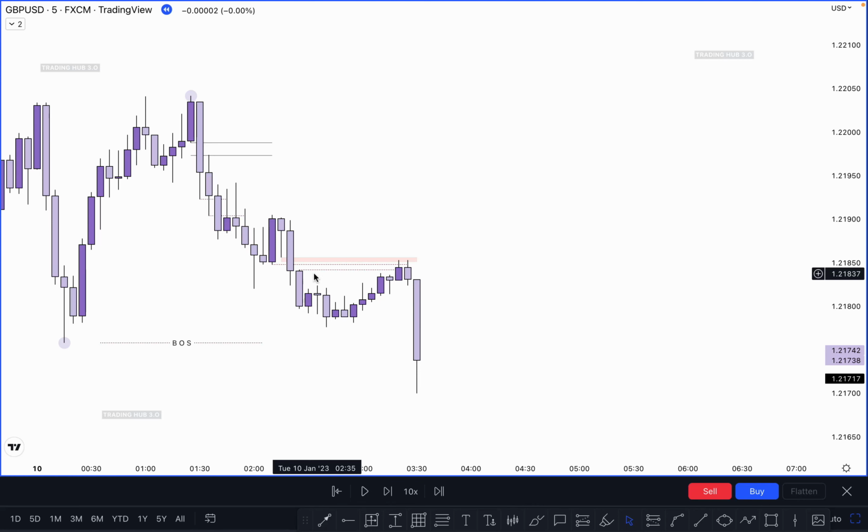Only the unmitigated one matters, so you have to wait for it to be taken out, or you can say filled, and then you can take entry for the buy or sell. Because momentum is bearish, you have to wait for the sell. The first one is already mitigated here. Now you have only one imbalance, which is on the extreme point like this.